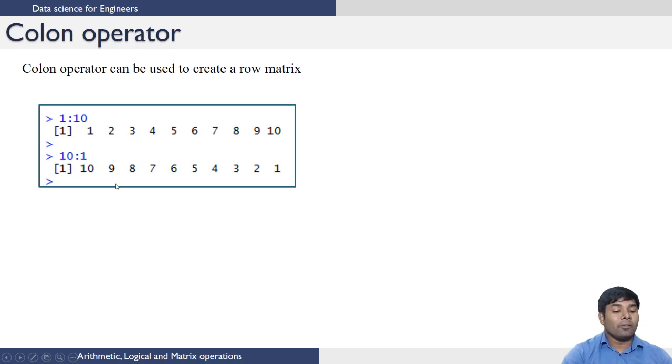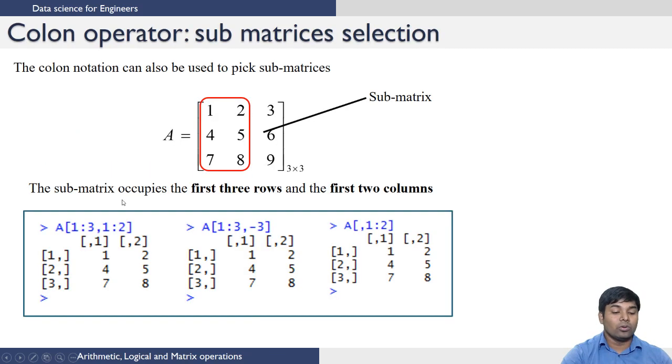Why is this colon operator important? If you would have realized, I would have used something similar while accessing the number of rows or columns in the previous slides. Let us look how to do this. For example, if you want to select a part of matrix which is submatrix, you can use this colon operator. Okay, so let's now see, if I want to access the first 3 rows and the first 2 columns of this matrix, how do I do this? I want to access rows 1 to 3 and also access columns 1 to 2.